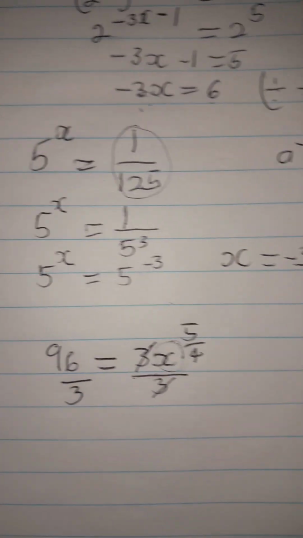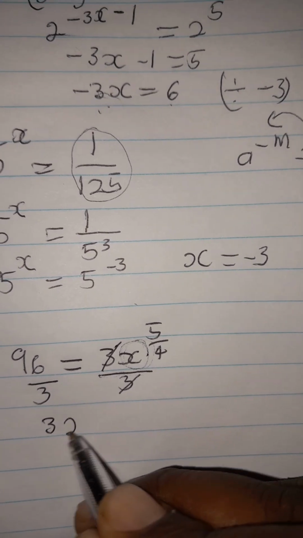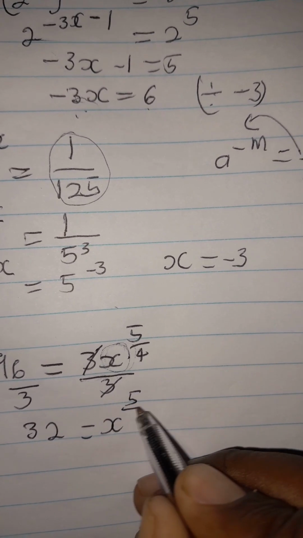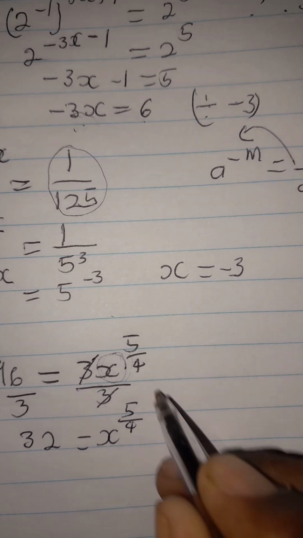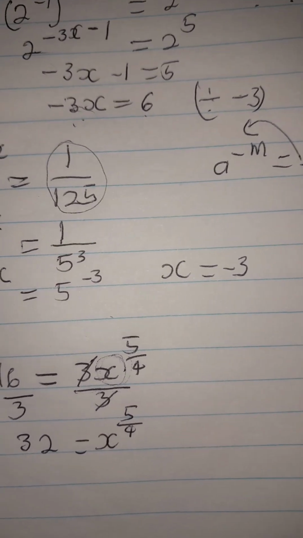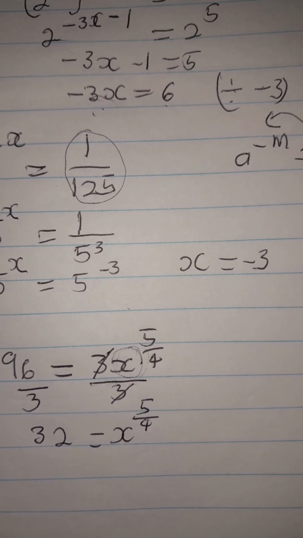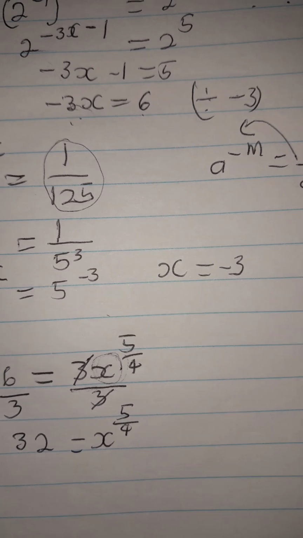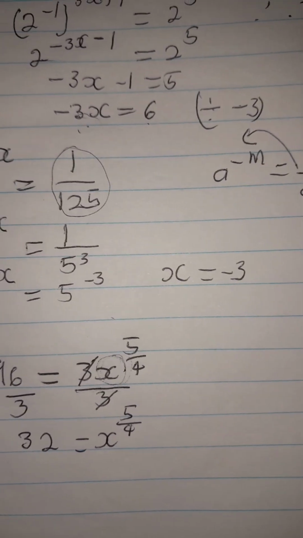96 divided by 3, that's 32. So we are left with x to the power of 5 all over 4. Since it's a rational exponent, the numerator becomes a denominator and the denominator becomes a numerator.